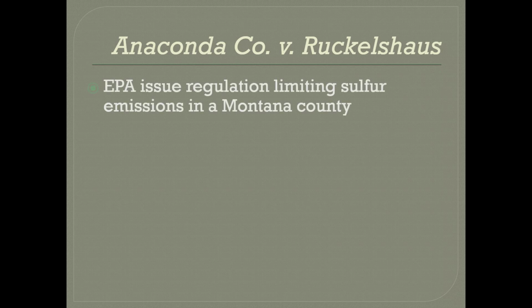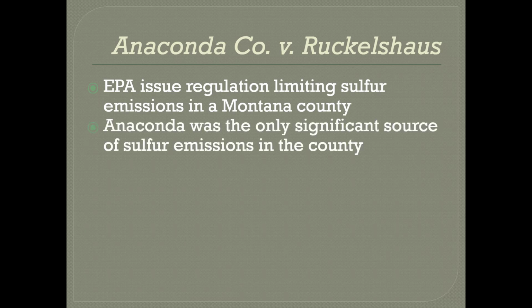So let me talk about one case called Anaconda Co. v. Ruckelshaus. In this particular case, the EPA issued a regulation limiting sulfur emissions in a particular county in Montana. It said no factory or mine could emit more than a certain amount of sulfur in a particular Montana county. The only thing was, at that time, Anaconda Company owned the only significant source of sulfur emissions in the county. So this was a general rule that limited sulfur emissions, but it did affect only one company.